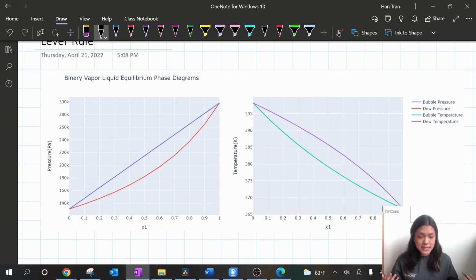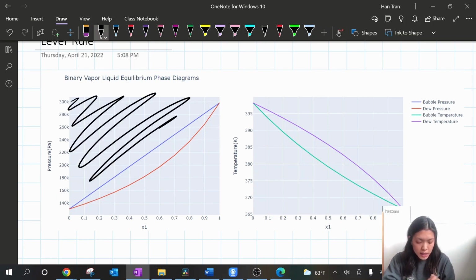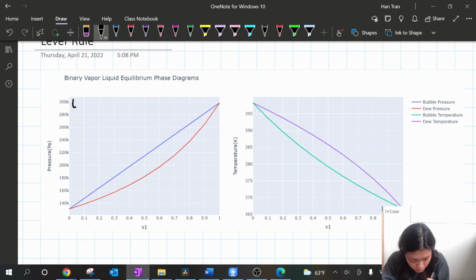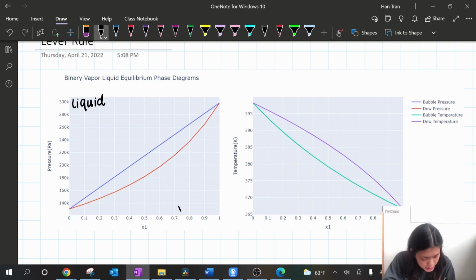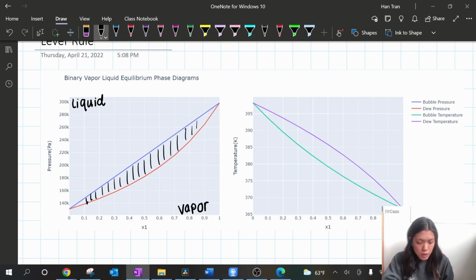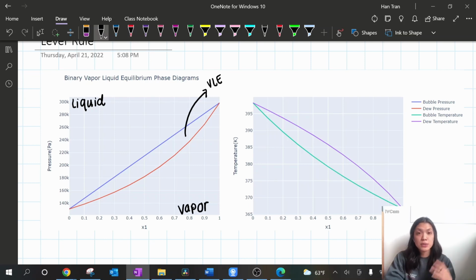What this diagram means, and what these two diagrams both mean, is that this top area here in the top left corner is liquid, and this area here in the bottom right corner is vapor. In between the two curves, we have a vapor-liquid equilibrium, and so anything in between those two curves is going to be vapor and liquid.